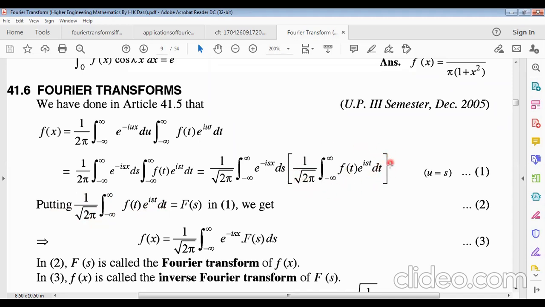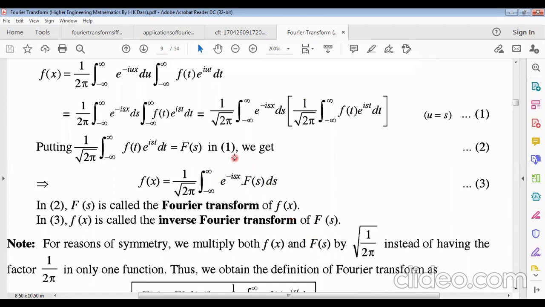This equals f of s in equation 1. Then we get f of x equals 1 by root over twice pi, integral from minus infinity to plus infinity of e to the power isx times f of s ds, because we replaced it by f of s. Now this equation 2, f of s, is called the Fourier transform of f of x. This is our desired definition of Fourier transform.